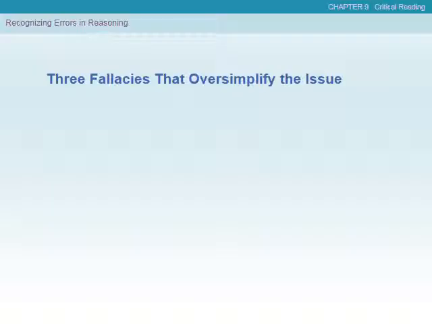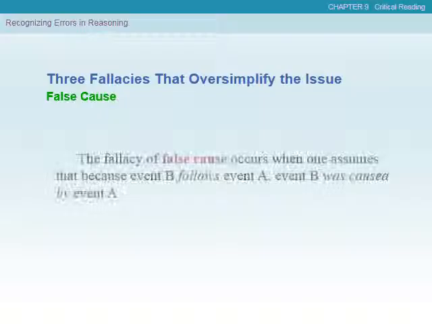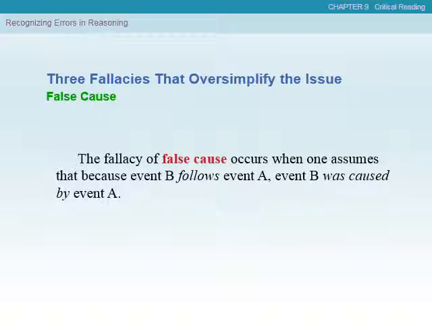All right. So here are 3 fallacies that oversimplify the issues. The first 3 ignored the issues. These ones are oversimplification. So the first one is false cause. This one is on page 348. A false cause occurs when one assumes that because event B follows event A, event B was caused by event A. A little bit confusing.